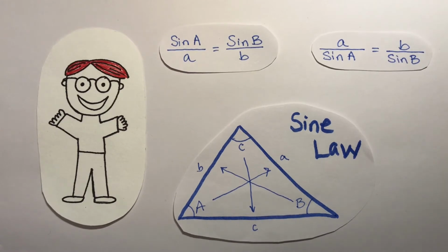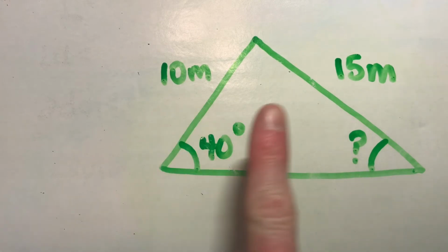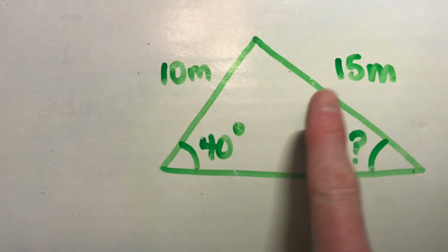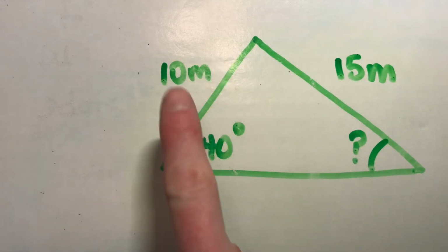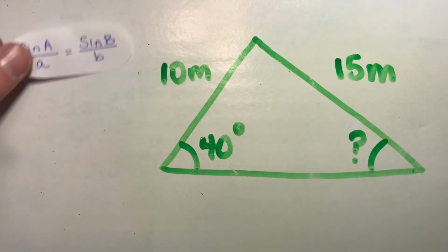So let's take a look at a couple problems, one where we're solving for an angle, one where we're solving for a side. In this triangle here, I do have an angle and a side that are opposites to each other that are given to me and that I can use to solve for missing information. This 15 meters right here corresponds directly to the 40-degree angle in the bottom. This 10 meters corresponds to an unknown angle, so I'm going to use the sine law to figure this out.